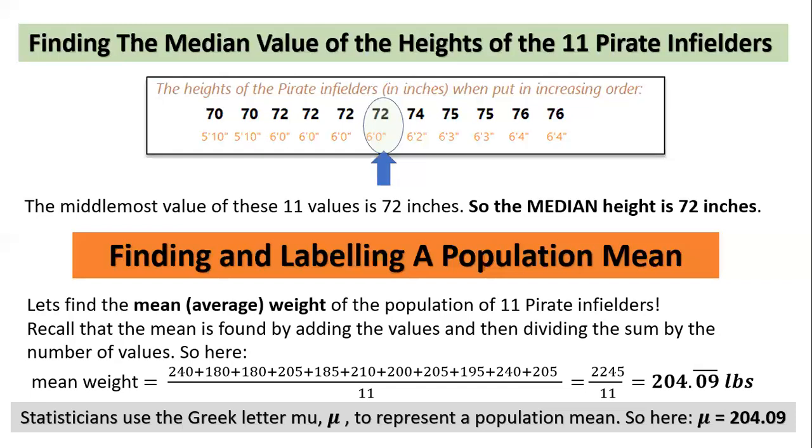In statistics, we have certain symbols that we use to designate quantities. In this case, we use the Greek letter mu to represent any population mean that we're interested in. So since this was an average from an entire population, we would say that mu equals 204.09. That is the population mean for the weights of the pirate infielders.